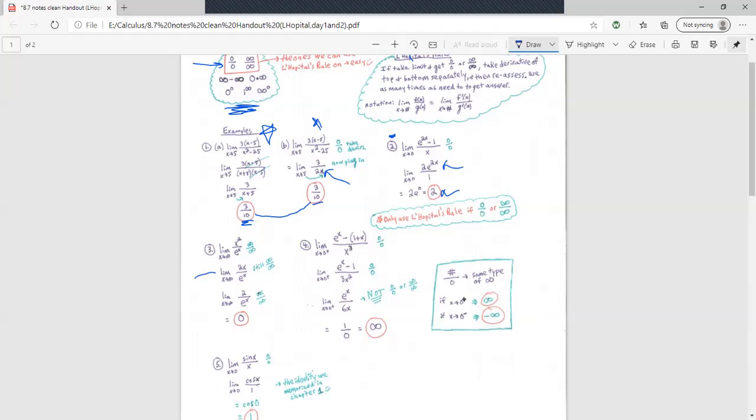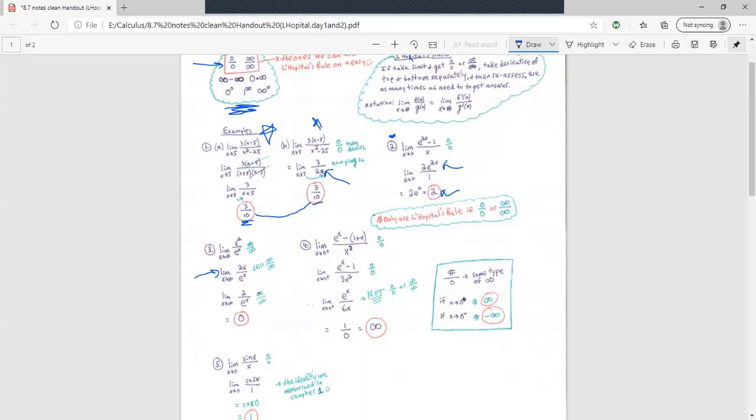So when I plug in at this second step, I still have infinity on the top and infinity on the bottom. It's still an indeterminate form. But since it's infinity over infinity, I can use L'Hopital's rule another time. So you do the derivative of the top, which is 2. The derivative of the e to the x on the bottom is also just e to the x again.